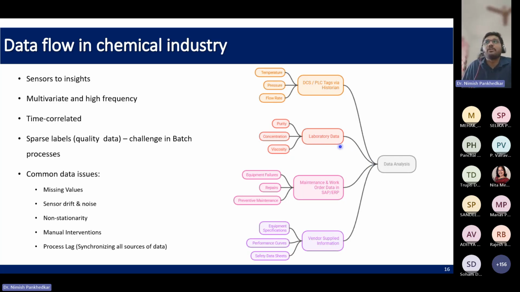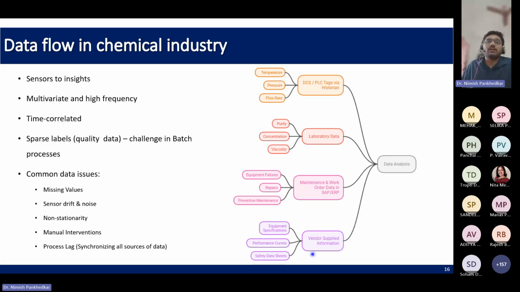Next, what you need is also the laboratory data, like purity, concentration, viscosity, XYZ parameters. It could be some mechanical index or some physical parameter like particle size distribution, for example, if it's a solid operation. Next, important for predictive maintenance is the maintenance data. How many times repair work was done, what was the root cause for that. Everything is stored in your ERP, SAP. So the equipment failures, repairs, maintenance done, all this data is also what you need.